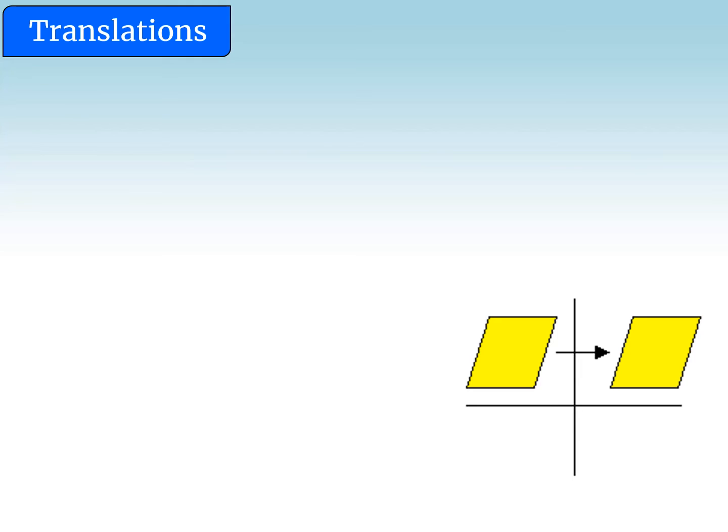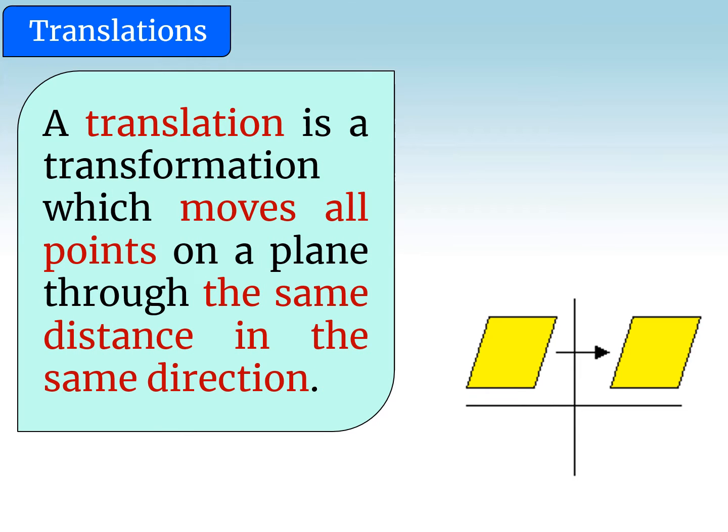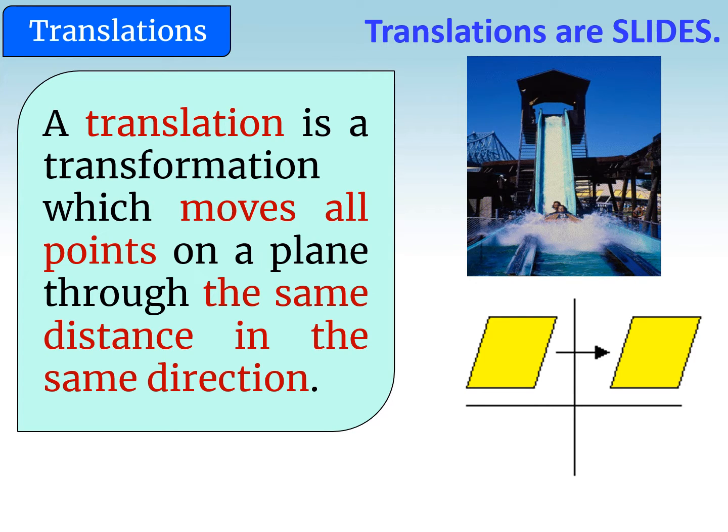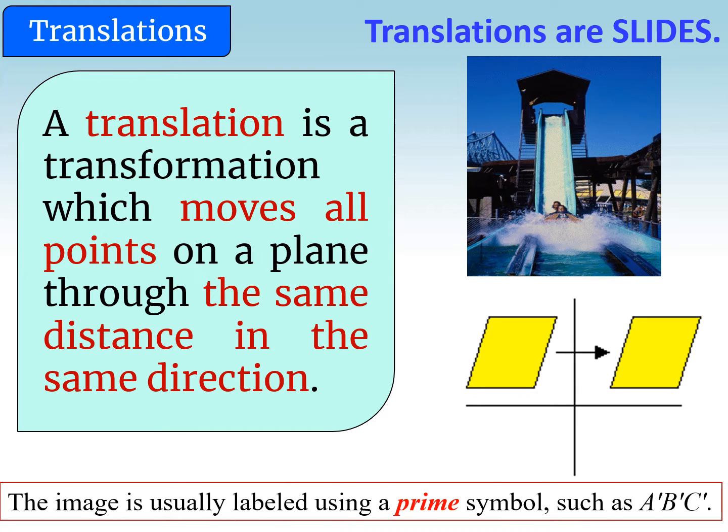So we move on to translations. A translation is a transformation which moves all points on a plane through the same distance in the same direction. Translations are slides. So if you can see a slide, then you can remember translation. The image is usually labeled using a prime symbol such as A prime, B prime, and C prime. So therefore, in mathematics, if you can see an apostrophe, it is read as prime symbol or prime.